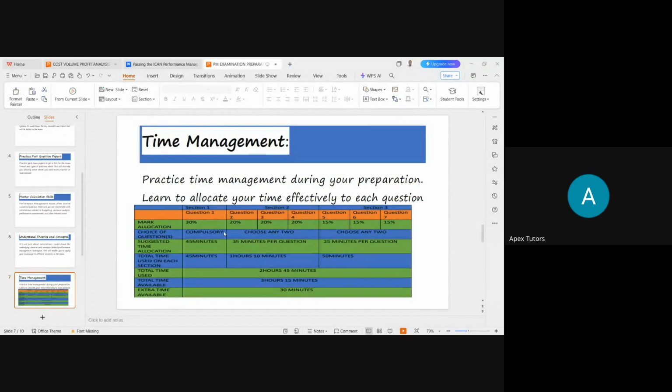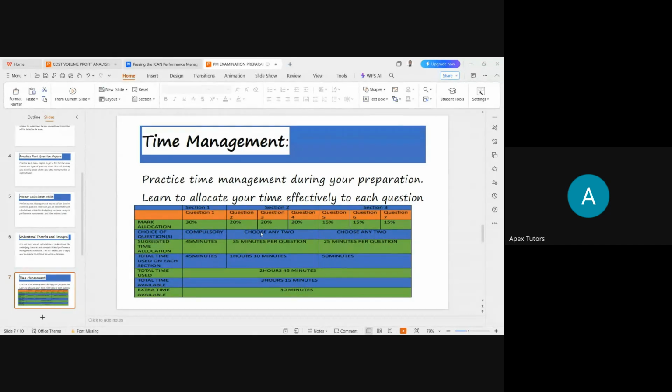Section 2, we have 3 questions, each comprised of 20 marks. You have to choose any 2 out of these 3 questions. Choose any 2. Don't outsmart them and say, let me do the whole section 3 because I know them. Follow the instruction. Section 2, they will tell you, choose any 2. At least you can allocate 35 minutes per question to section 2.